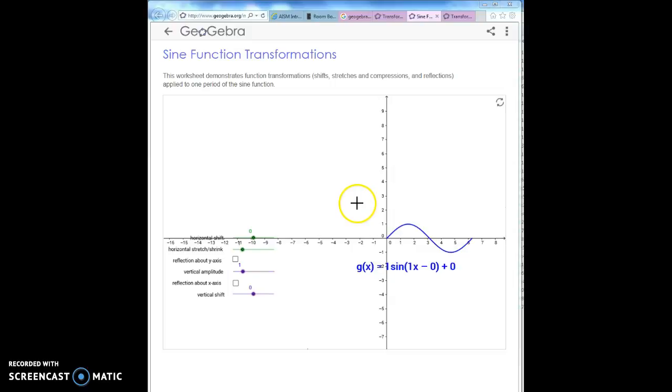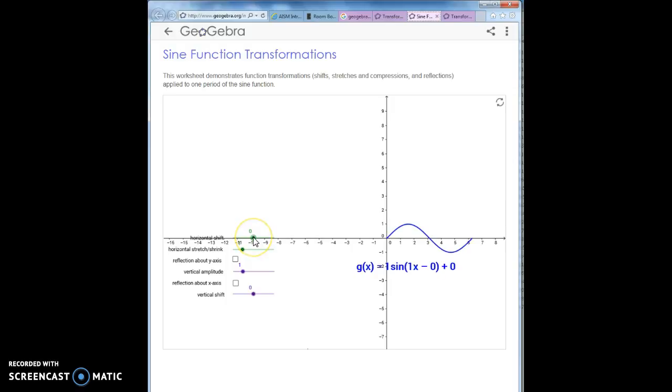Good morning. So we're going to investigate what happens when we transform the sine function in this exercise. Follow the link which I've given to you in the class notes. This is one of those online GeoGebra worksheets, and the first thing to do is set it up as follows.